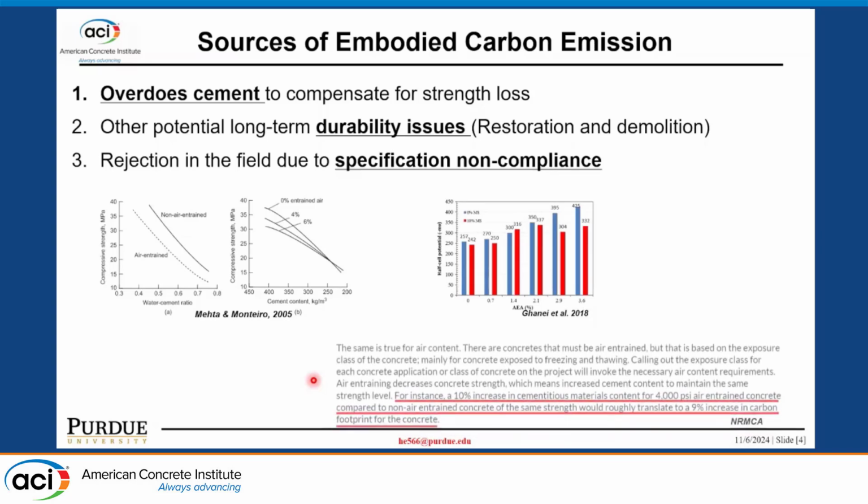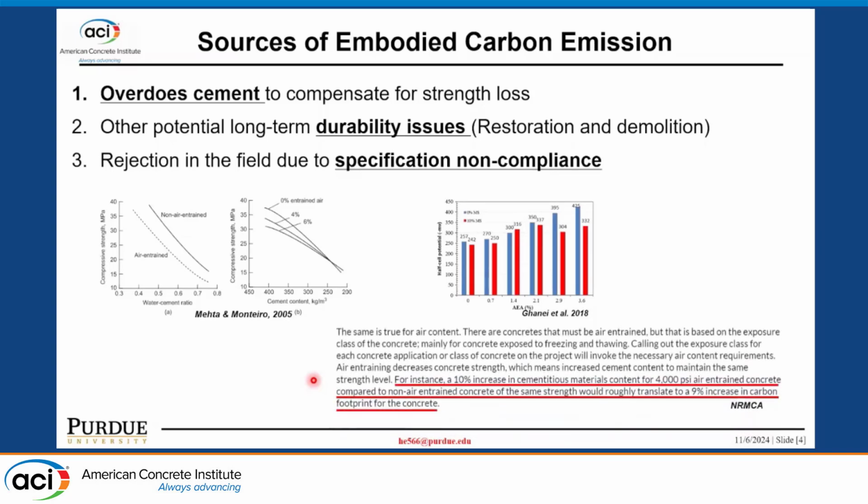And then, according to a report from the National Ready Mixed Concrete Association, we found out that, for example, a 10% increase in cementitious material content for air-entrained concrete, to compensate for strength loss, will result in about a 9% increase in the carbon footprint of this air-entrained concrete. So can we try to maintain the strength while maintaining good freeze-thaw resistance without using more cement, without increasing the carbon footprint, right?